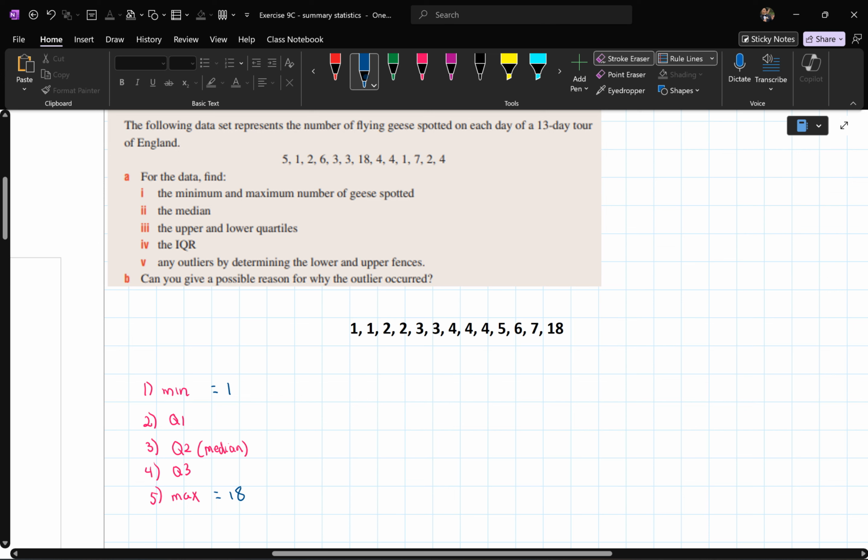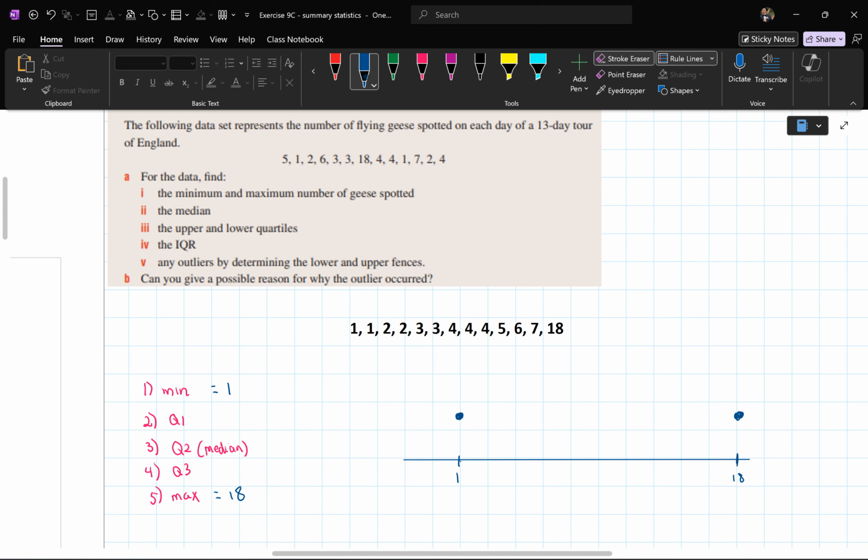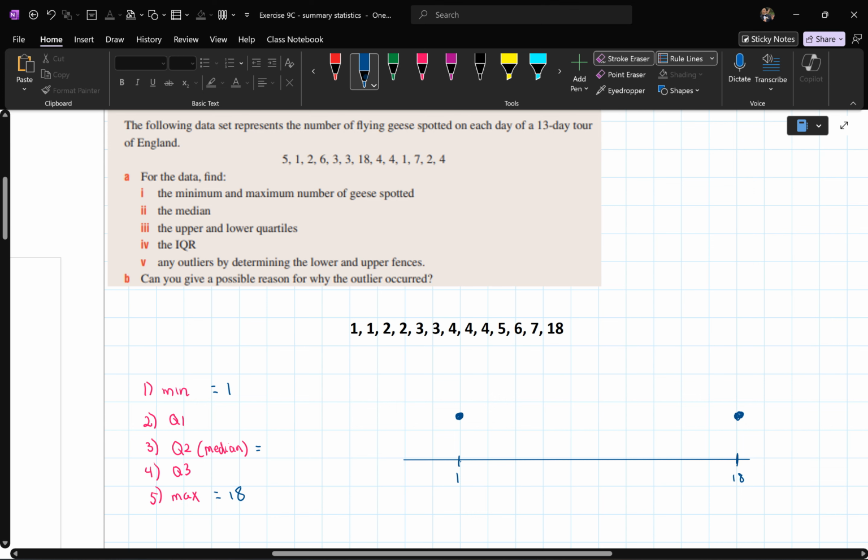And if I draw it on a number line so you can see, your smallest number was 1. So say it's here. I put a dot. 18. Let's just say it's up here. You put a dot. So the numbers must range between these 2, minimum and maximum. The next one that you should find is Q2. It's the median. So that's the middle.